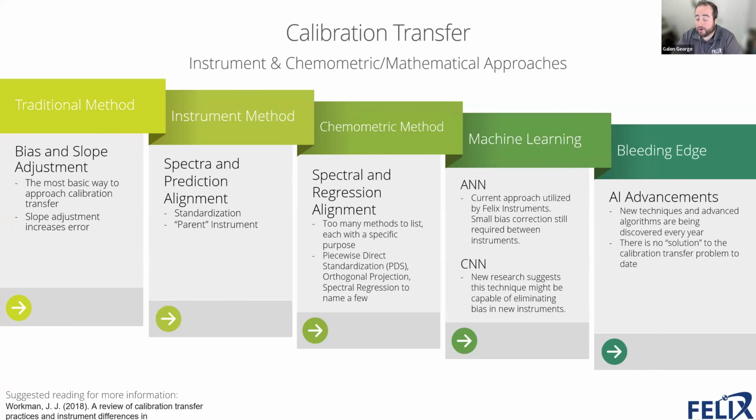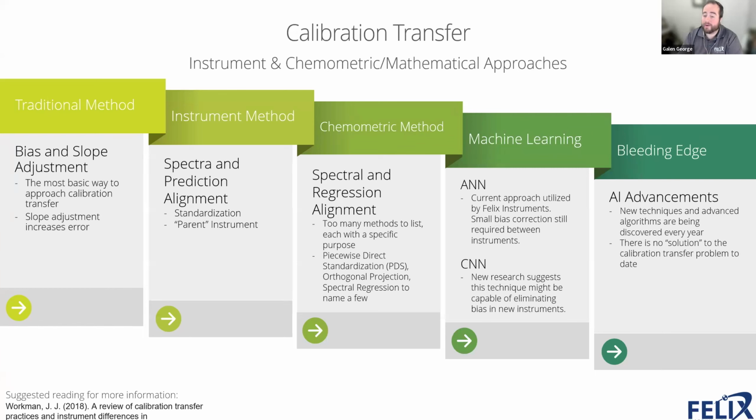What we're currently researching, and what researchers in spectroscopy are currently looking at, are convolutional neural networks. The new research that has yet to be published, I don't know when it's going to be published, but the results I've seen suggest that convolutional neural networks might actually be able to almost completely eliminate the bias effect in new instruments.